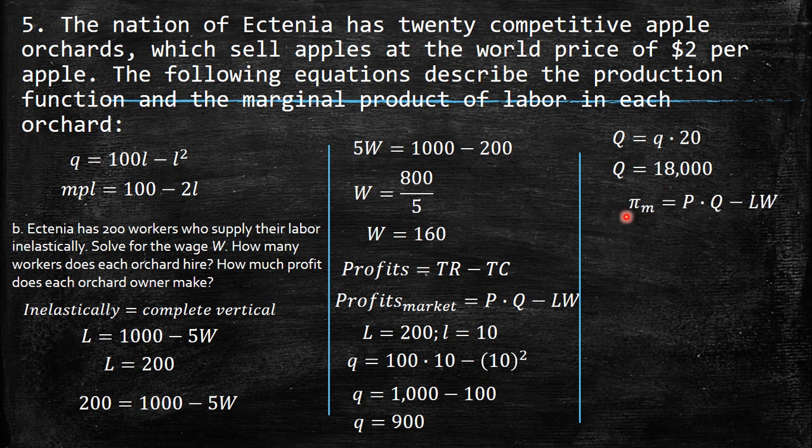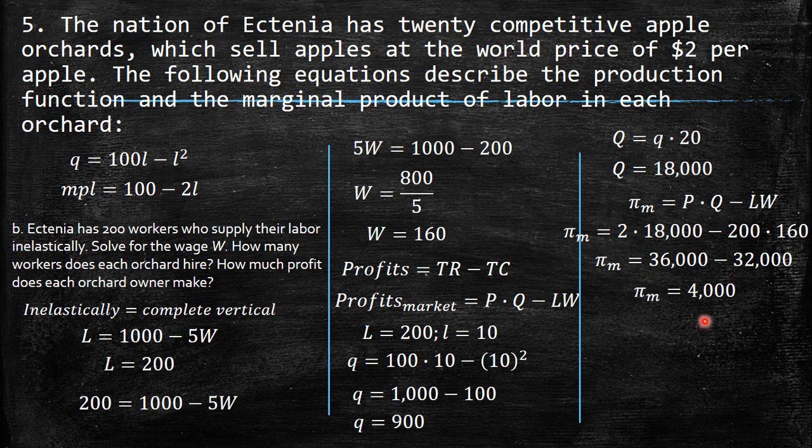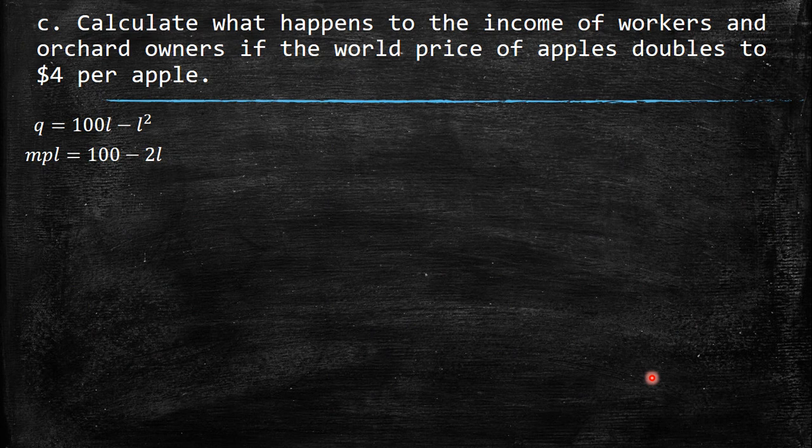Then the profits we are going to identify by pi m, as the market, is equal to price times Q minus LW. The price is 2. The Q we already found, which is 18,000. And then L should be 200, because we are talking again about the market, times 160. This one should be 36,000, this should be 32,000. The total profits of that market should be 4,000. And what about the orchard owners? Each orchard's profit should be exactly equal to the profit of the market over 20.